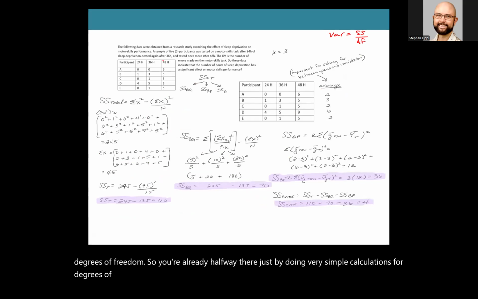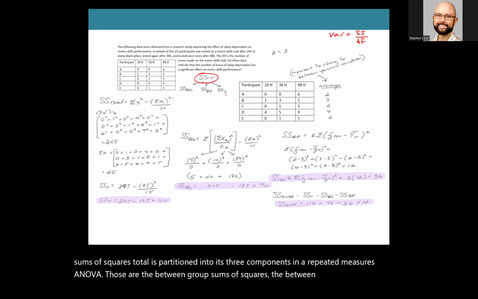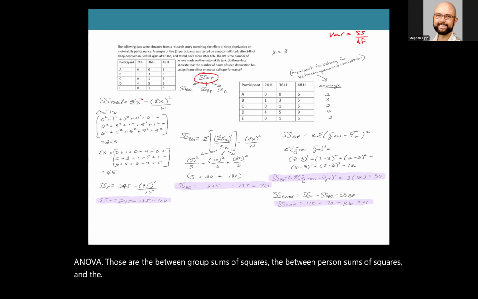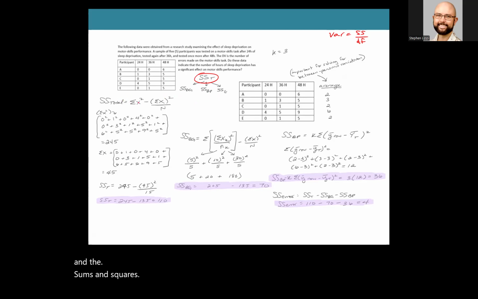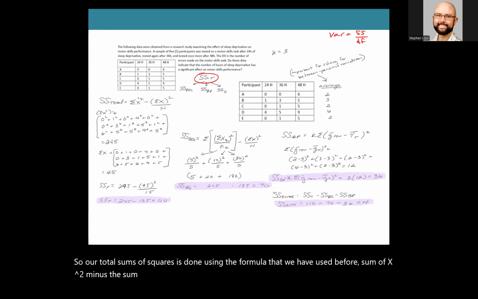Now we're going to solve for our sums of squares. Remember that the sums of squares total is partitioned into its 3 components. In a repeated measures ANOVA, those are the between group sums of squares, the between person sums of squares, and the error sums of squares. So our total sums of squares is done using the formula that we have used before, sum of x squared minus the sum of x's squared over n. This is the total, so we're going to be using all of the x values.